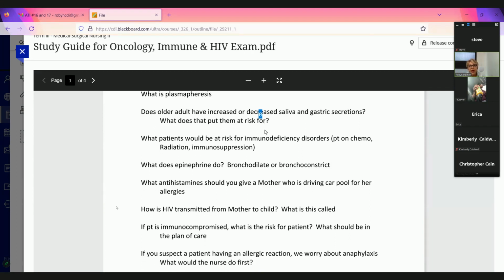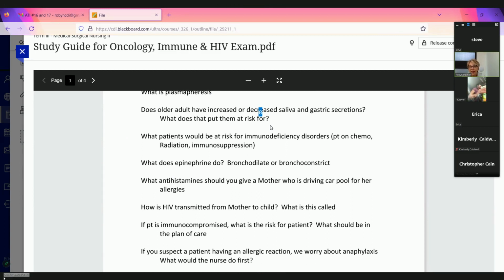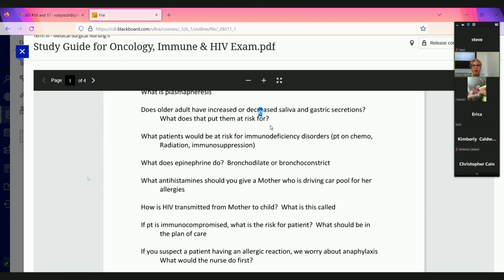Does an older adult have increased or decreased saliva and gastric secretion? And if so, what does that put them at risk for? Decreased saliva, decreased gastric secretions. So those would cause GI types of problems, right? Oral problems, maybe more ulcers, GI irritation.